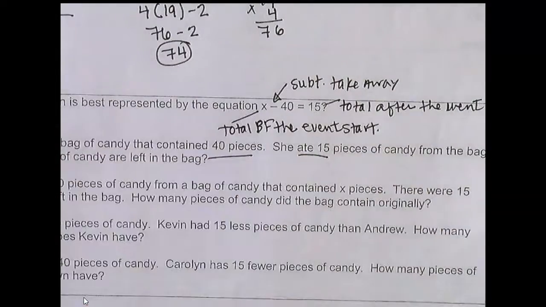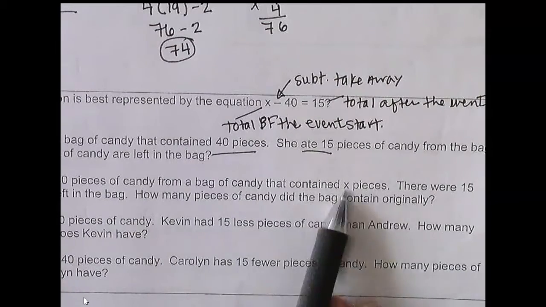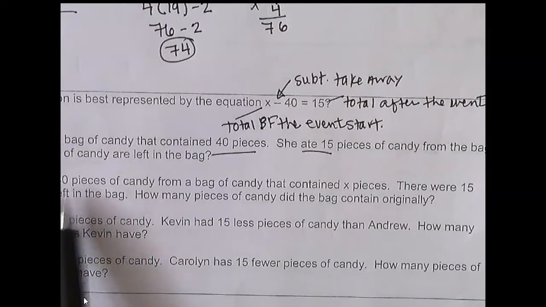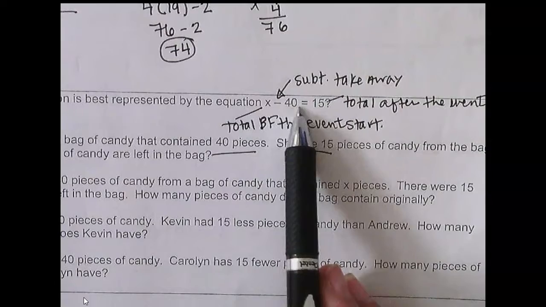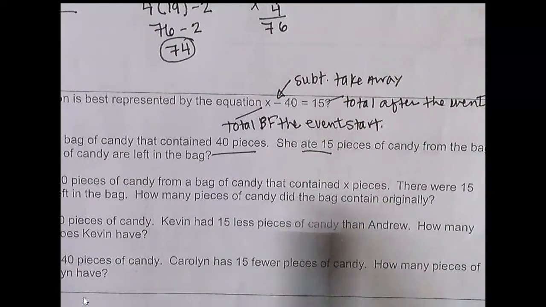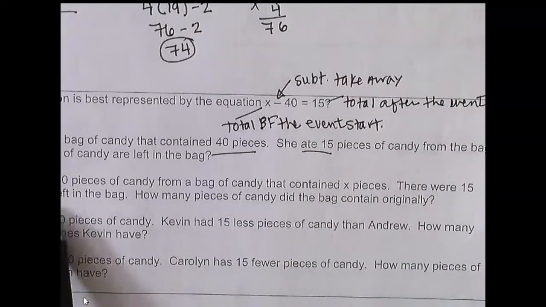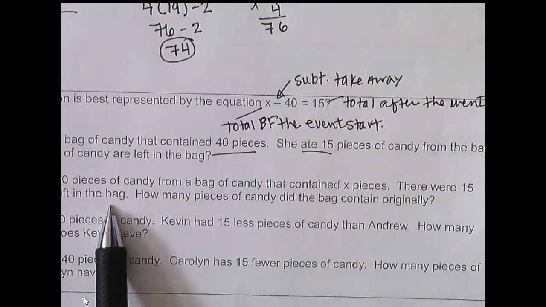A's out. Next. Somebody took 40 pieces of candy from a bag of candy that contained this many pieces. So he took 40 pieces. Wouldn't that be take away 40 pieces? The bag of candy contained this many pieces. Wouldn't that be the total? There were 15 pieces of candy left. I don't have a problem with this one, but I'm not sure.